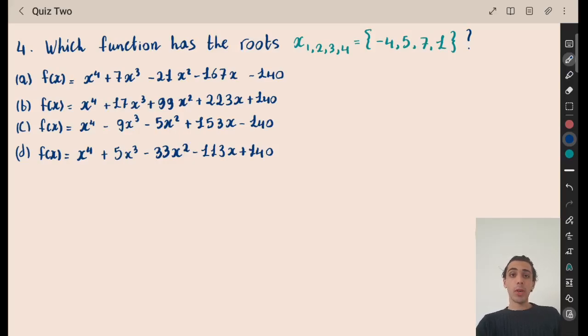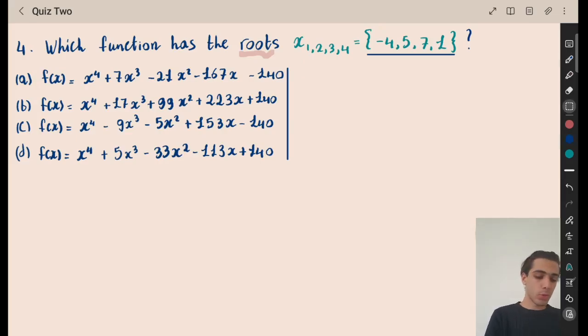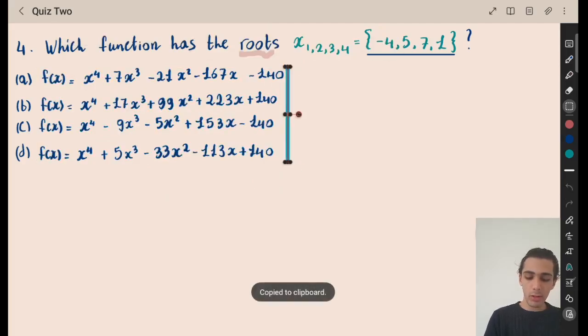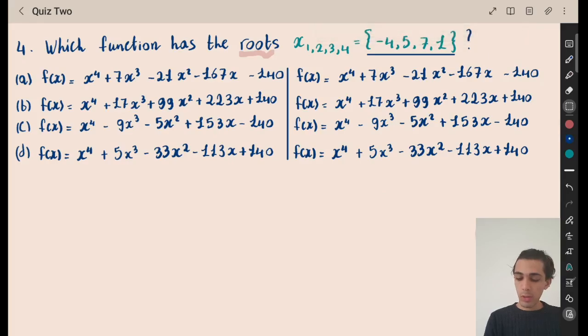Usually you're asked to find the roots of a given function, but in this case, you're asked to find the function with the following roots. And if we recall what the meaning of a root is, it is the value that makes the function equal to 0, which means that one of these four functions, when I plug in any of these four values, will always give me an answer of 0. So this is what it means.